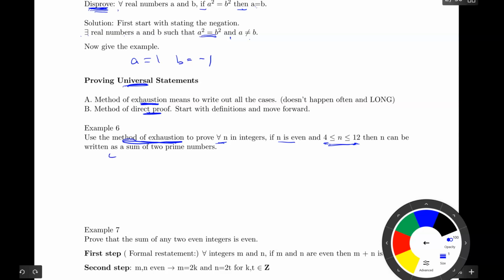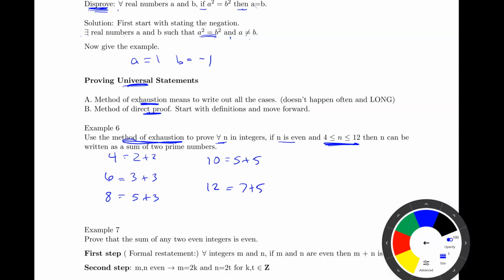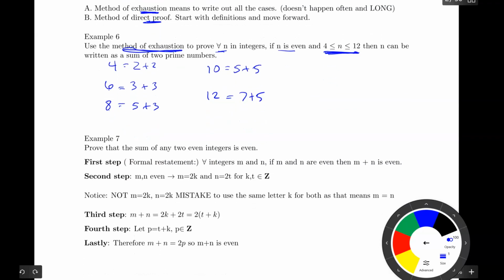In this range between 4 and 12, the even numbers are 4, 6, 8, 10, and 12. Can you think of how to write these as the sum of two prime numbers? Here we go: 2 plus 2, because 2 is the first prime number, 3 plus 3, then 5 plus 3, then 5 plus 5, and 7 plus 5. So that's the method of exhaustion. I showed that each of these numbers could be written as the sum of two primes.